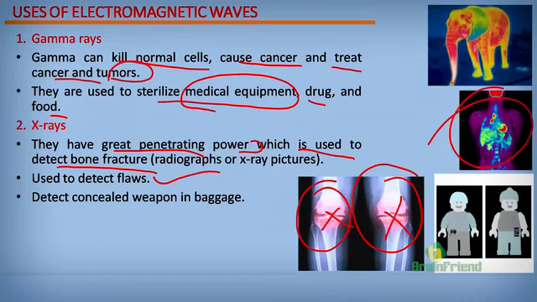It can be used to detect concealed weapons in baggage. For people in the airport, most times they pass their bag and they allow them to go through a particular area which is full of X-ray radiation. So it can show concealed materials, even your key, your phone, and even if you are carrying a weapon or a gun, it will show it.